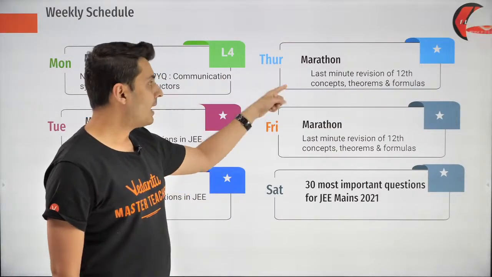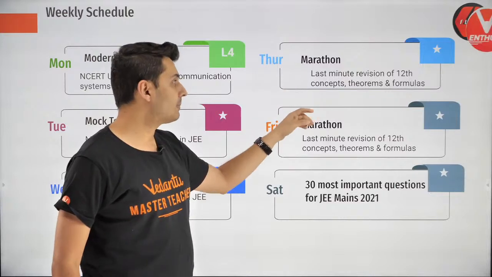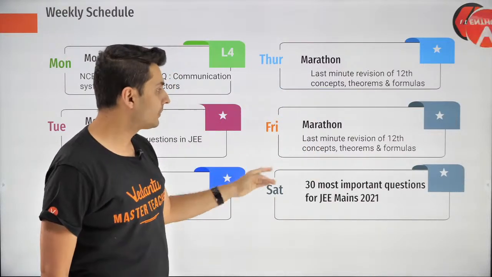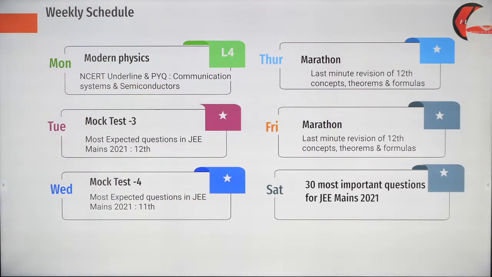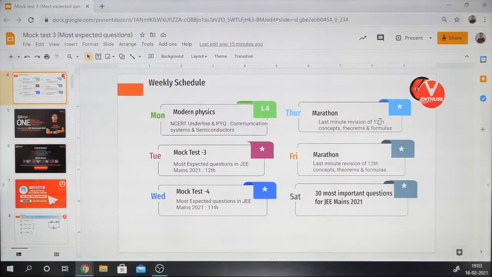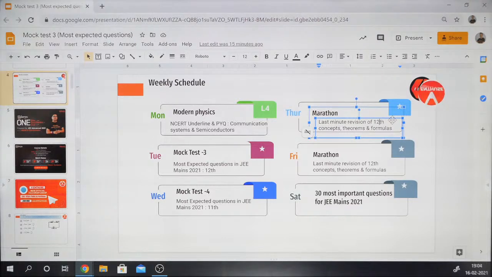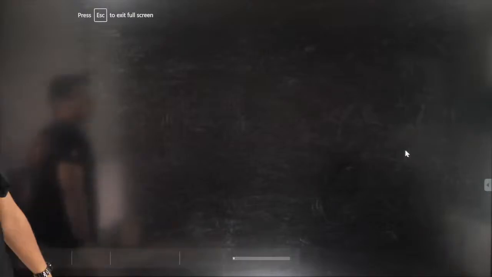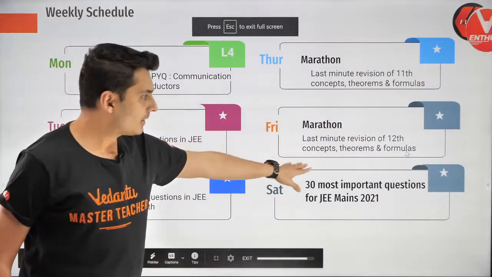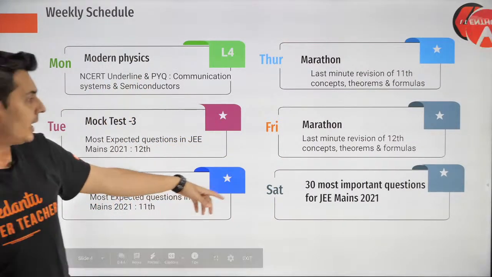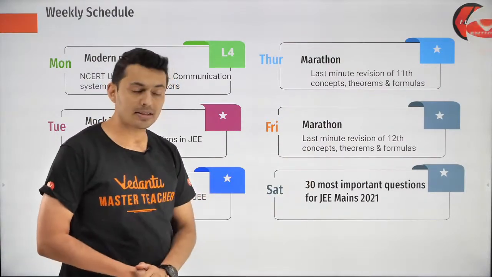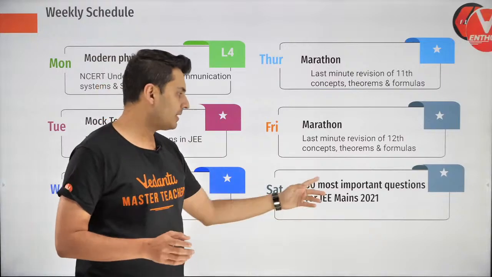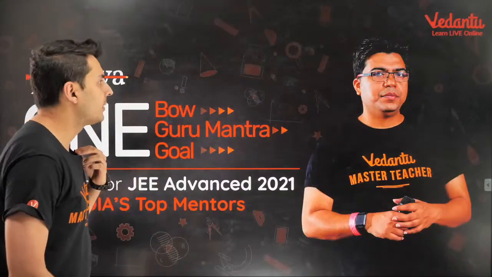Then marathon session, formula revision with concept application for 12th and 11th. So one is 11th actually and the other one is 12th. I think I should edit it right away so that there is no miscommunication. All right, so one is 11th standard and the other one is 12th standard. Okay, cool, that's something you can keep in mind. And on Saturday, again, very important questions for JEE Mains, very high probability questions for JEE Mains. Keep this in mind.